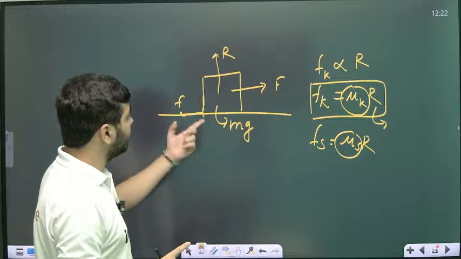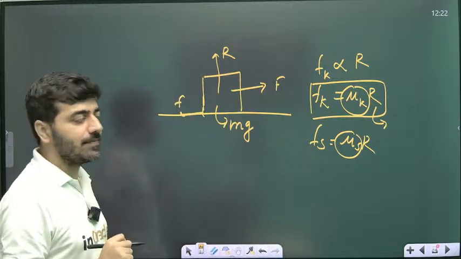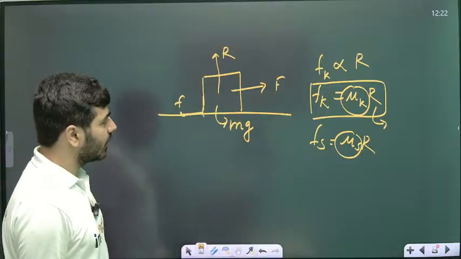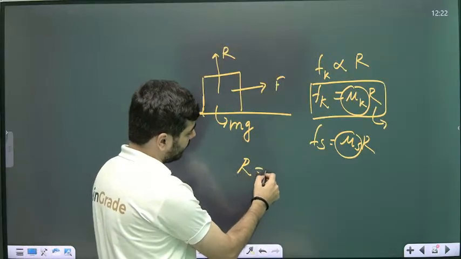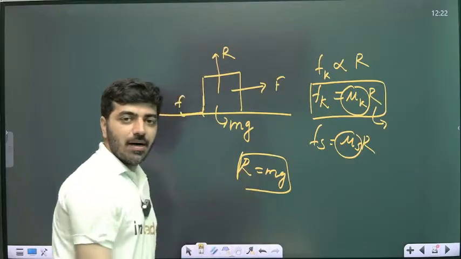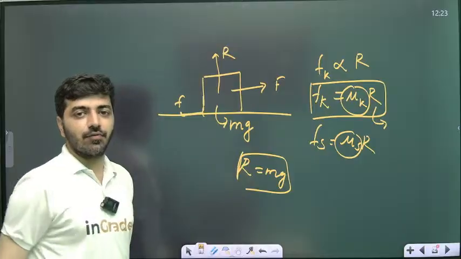Because R we simply call it R equals mg. So R will be different, mg will be different, because R equals mg. If we are changing the mass, then we are changing the reaction force. Okay.